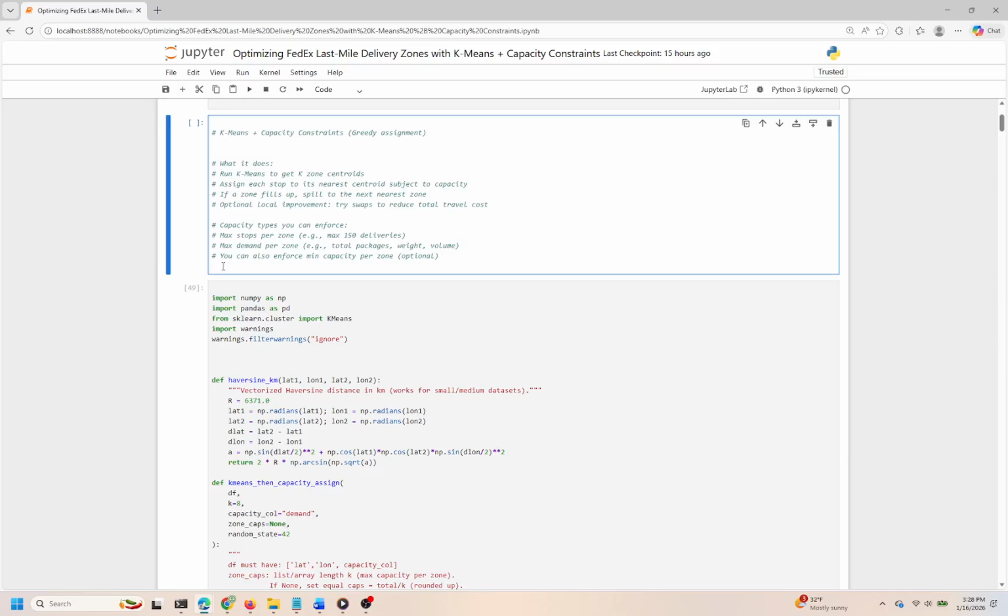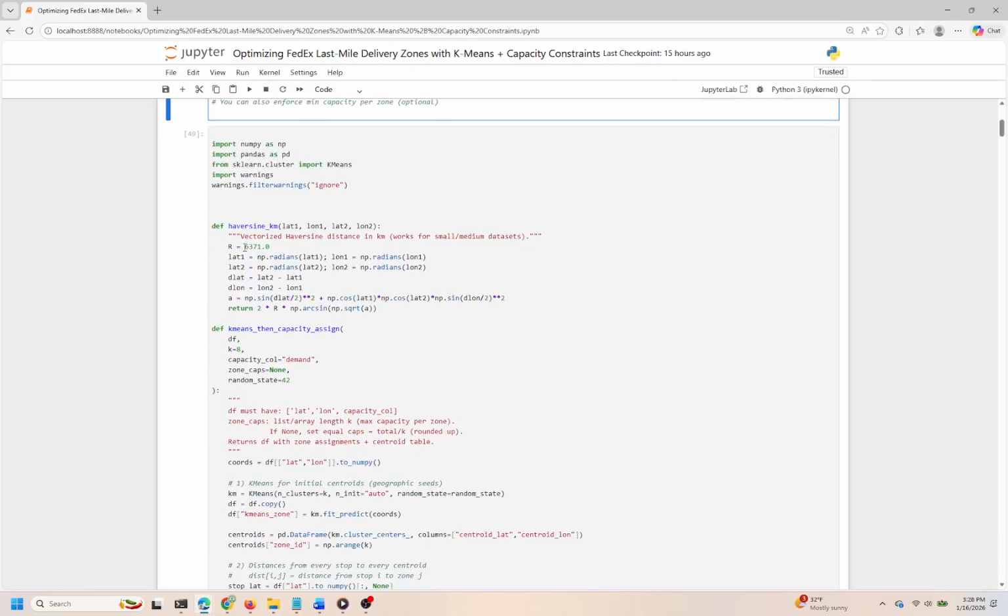Cell 3. In this cell, we're utilizing k-means clustering to effectively categorize demand points based on their geographic locations, helping us understand how to allocate resources across specific zones. This method is particularly pertinent for optimizing operations, such as delivery services, by ensuring that each zone can efficiently handle the demand it has while maintaining capacity limits.